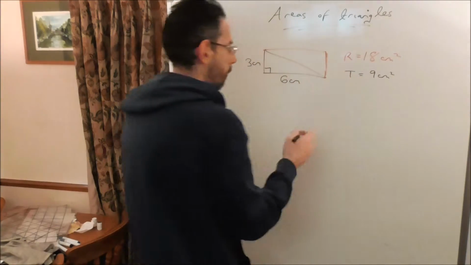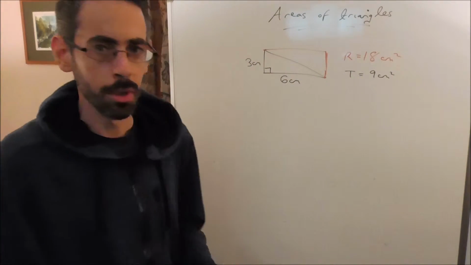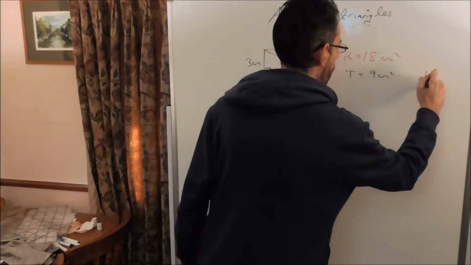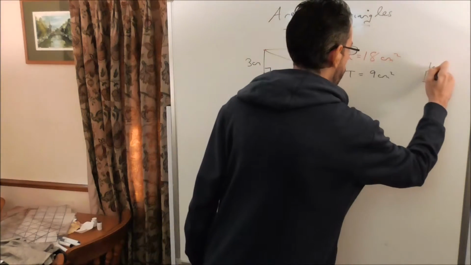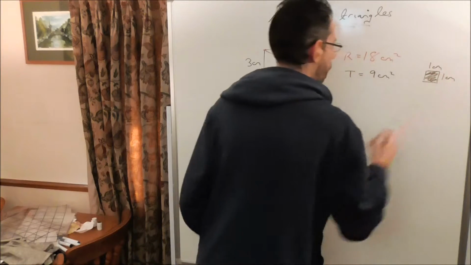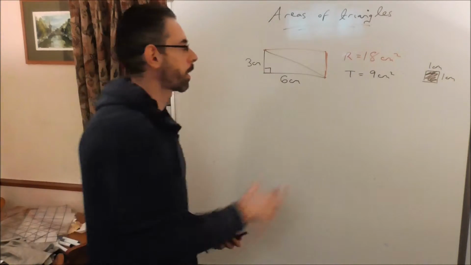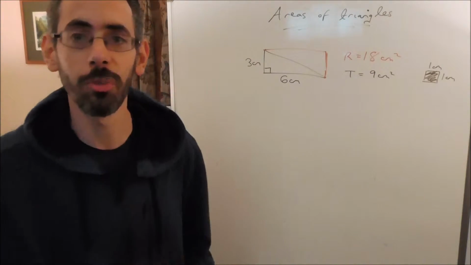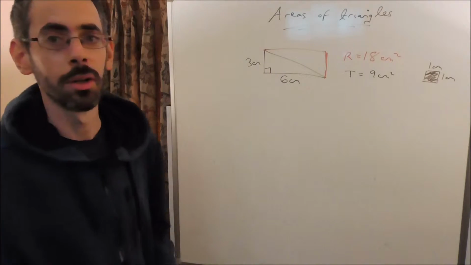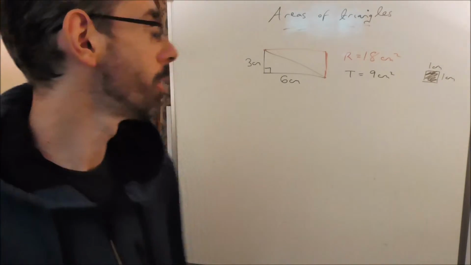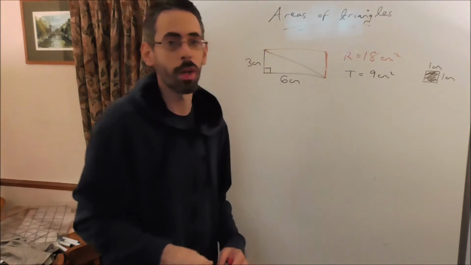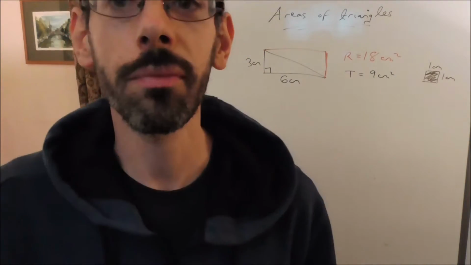So I'm just using R for area of rectangle, T for area of triangle. And the units I'm using are square centimetres. If you remember, a square centimetre is just a square with sides 1 centimetre. So this is a square centimetre. And the rectangle has an area of 18 square centimetres. That just means 18 of these squares would fit inside the rectangle. The triangle has an area of 9 square centimetres, which means that it would cover 9 of these squares. So that is what we did in lesson 1.